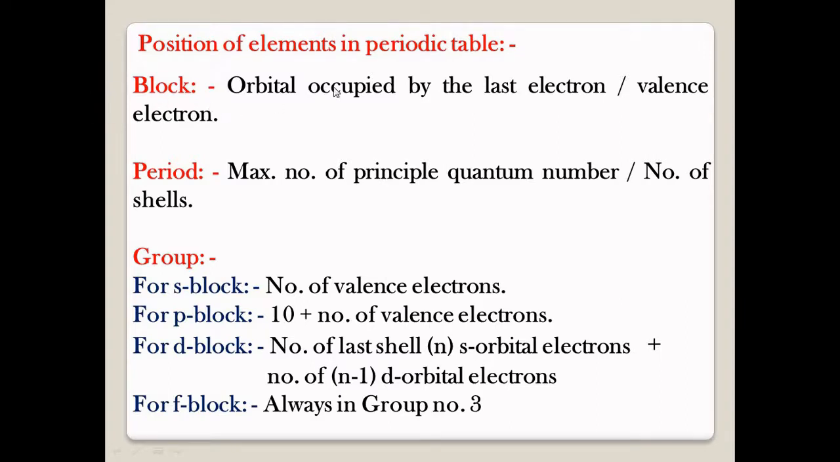For block, the orbital occupied by the last electron or valence electron gives us the block. म्हणजे जर आपला शेवटचा इलेक्ट्रॉन व्हॅलेन्स इलेक्ट्रॉन जर लास्ट शेल मध्ये, कोणत्या लास्ट शेल मध्ये असेल त्याच्यावरून आपण त्याचा ब्लॉक सांगू शकतो. Whereas for period, it is the number of valence shells, or the maximum principal quantum number, which means how many shells are there. From this we can say which period the element belongs to. Okay, for groups, that is different.